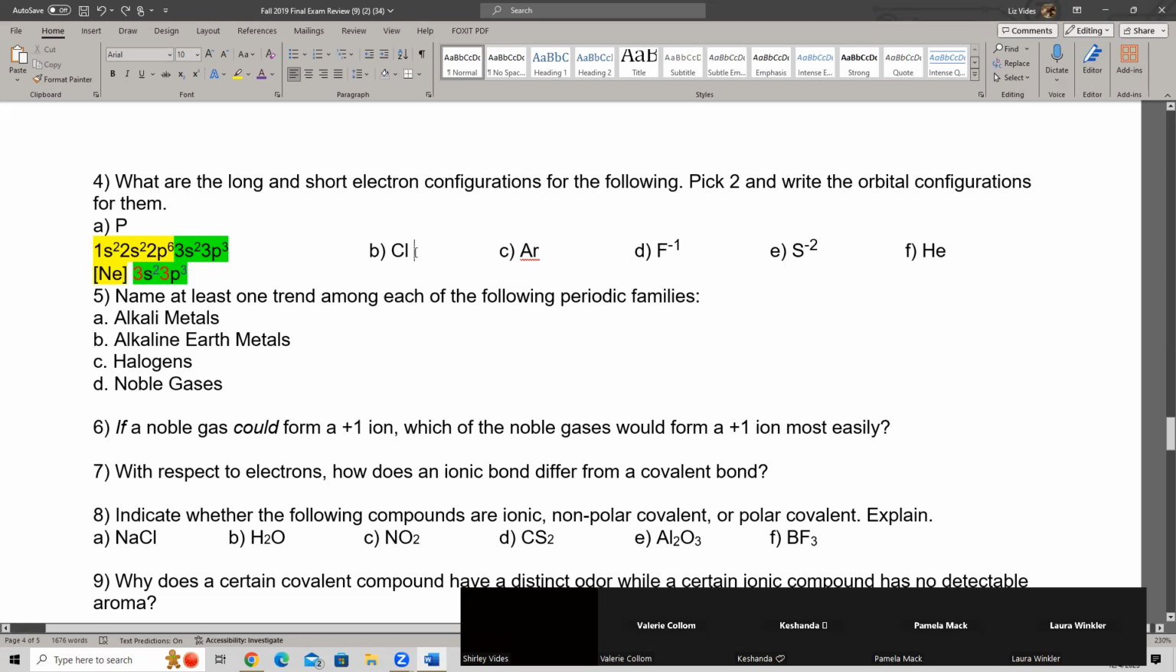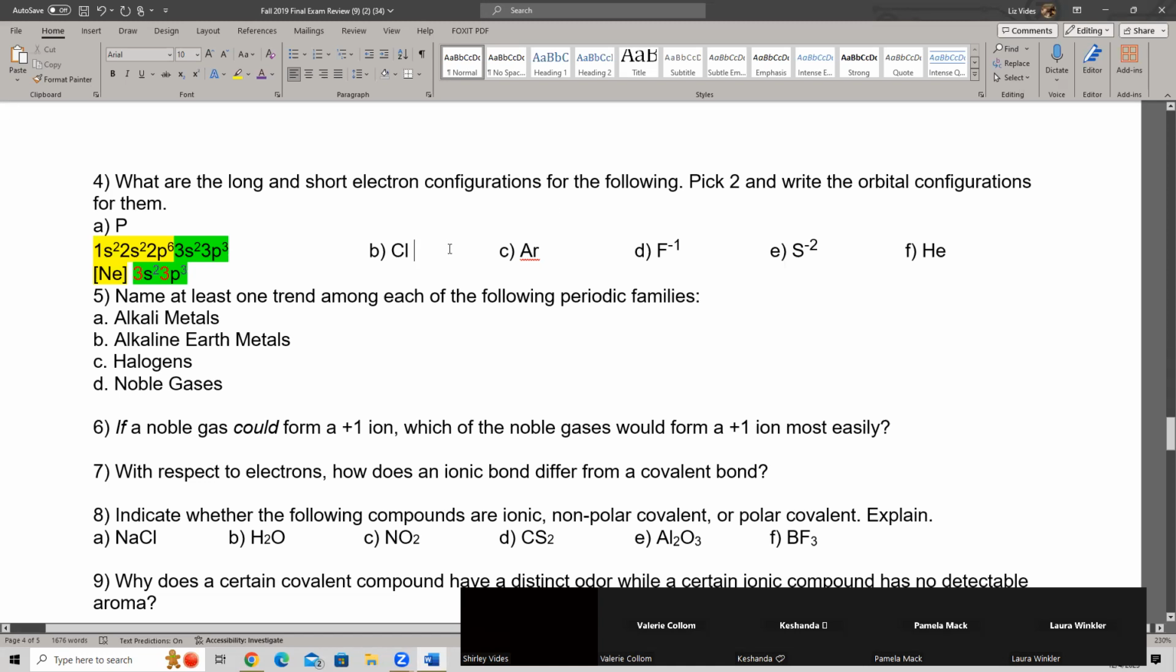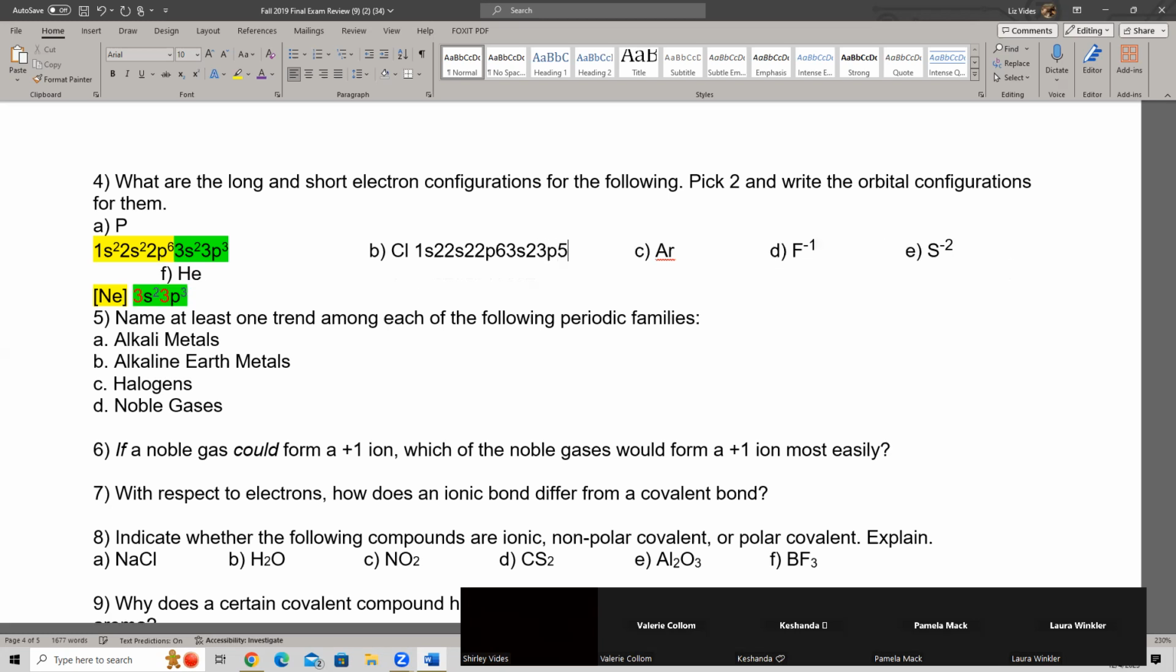Okay, so, let me figure this one out. Every time I click on that, it messes up. All right, I'll just do it right here. So 1s2, 2s2, 2p6, 3s2, and chlorine is right after this one, so it's going to be 3p5. All right, so did I put 3s2 yet? Yeah, I did.